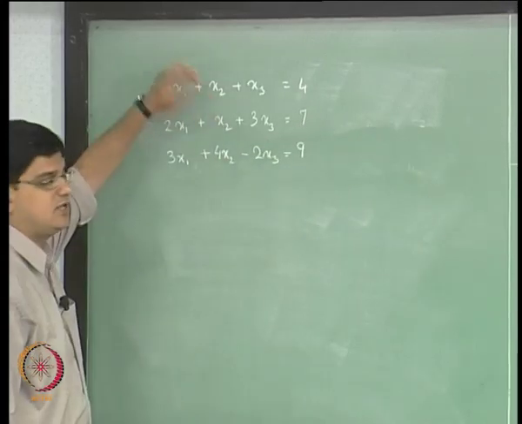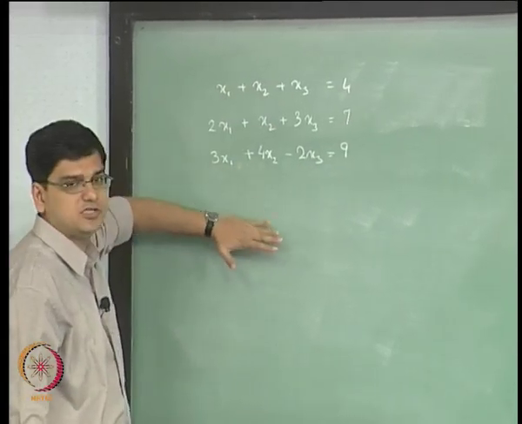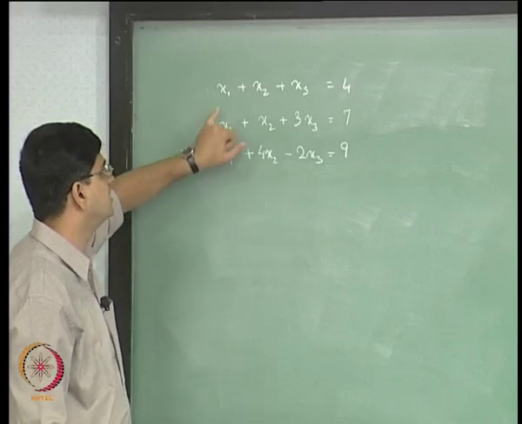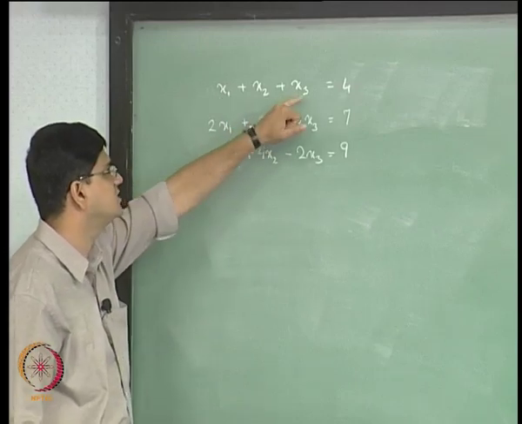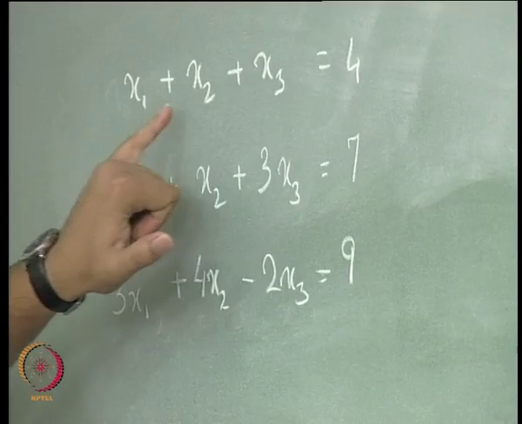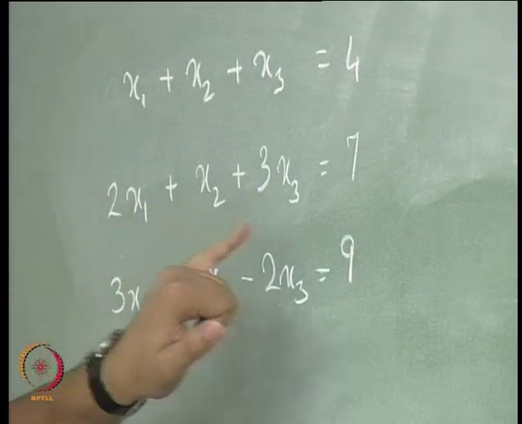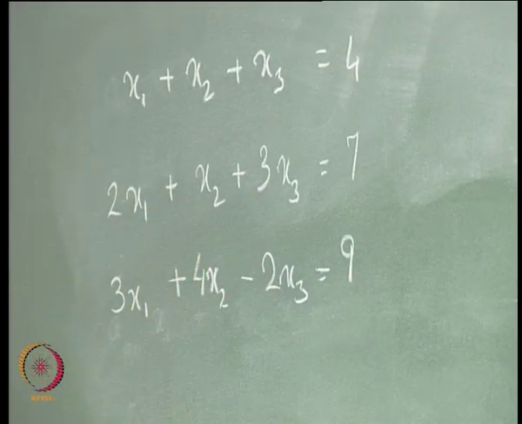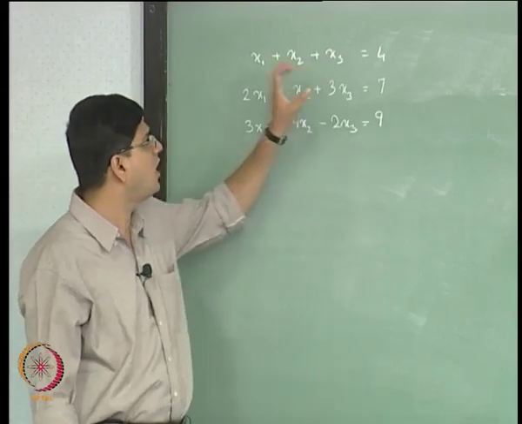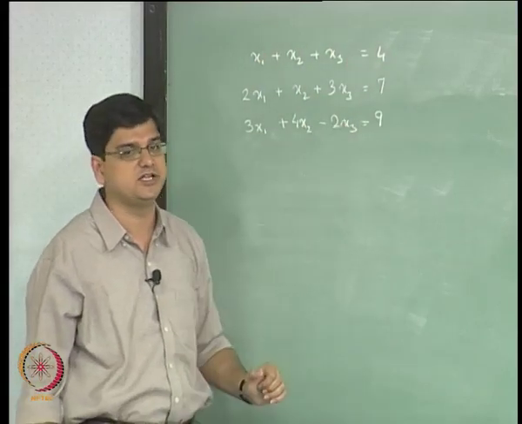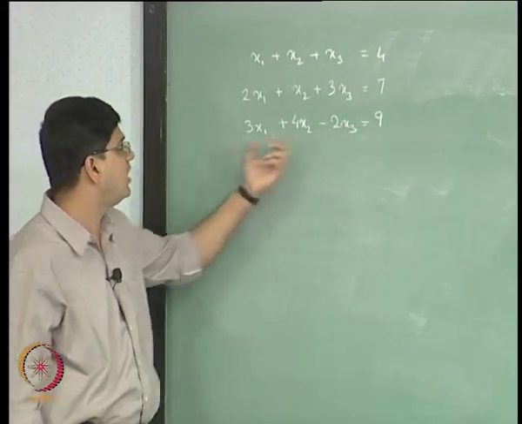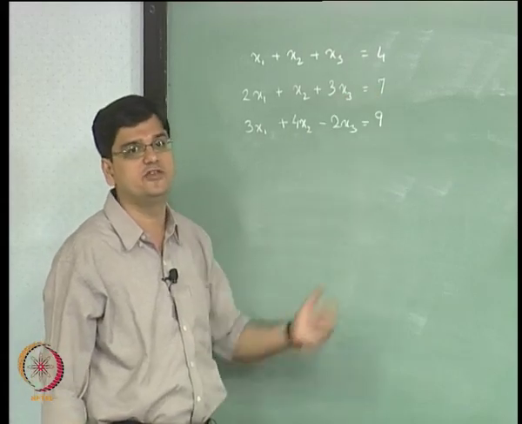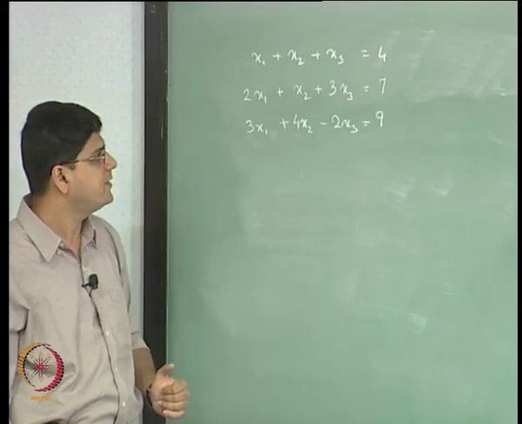Okay. So let us consider these three linear equations in three unknowns. The unknowns are x1, x2 and x3, the coefficients 1, 1, 1, 2, 1, 3, 3, 4 and minus 2. Okay. So these are our three equations in three unknowns. Let us give ourselves about half a minute to think about how to have a matrix representation of this equation and how to solve these particular equations.